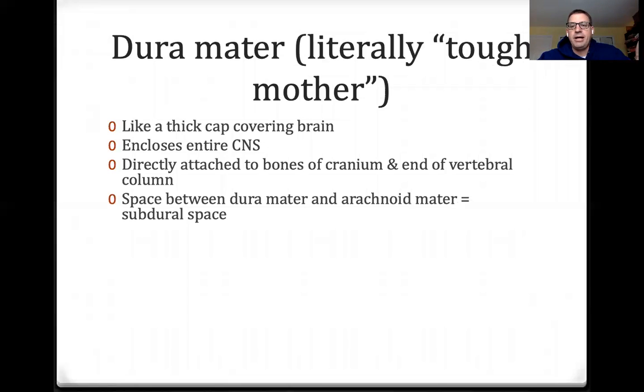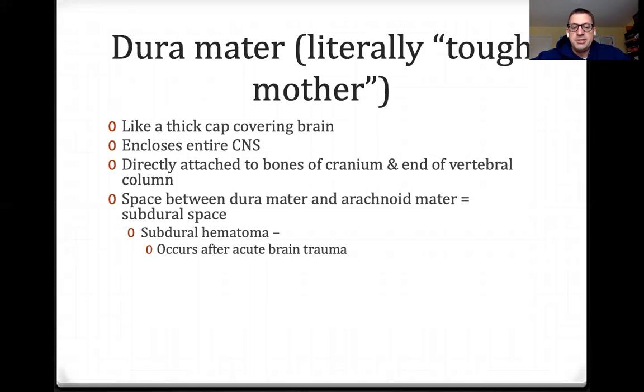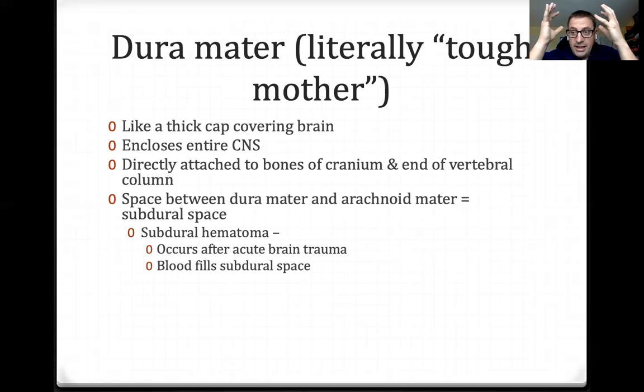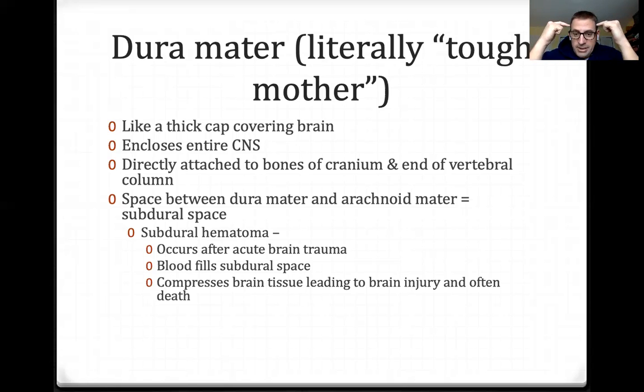There's a space between the dura mater and the arachnoid mater that is called the subdural space. And if you get an acute trauma to the brain, like in a car accident where your head gets slammed against something, or if you get hit with a baseball bat or something, you can get what's called a subdural hematoma. And with that, blood fills the subdural space, that space between the dura mater and the arachnoid layer. And because the cranium, the skull bone can't expand, right? The only place for the blood that's filling that space to go is down, and it pushes down on the brain tissue. And that leads to brain injury.